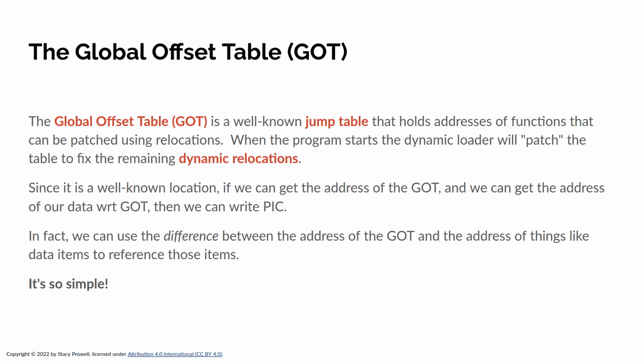Since the global offset table has a well-known location, we can get the address of the GOT, and then we can get addresses of our data with respect to the GOT. And that allows us to write position-independent code. And in fact, we can use tricks like using the difference between the address of the GOT and an address of something we want, and then reference that thing with respect to the GOT. It's super simple.